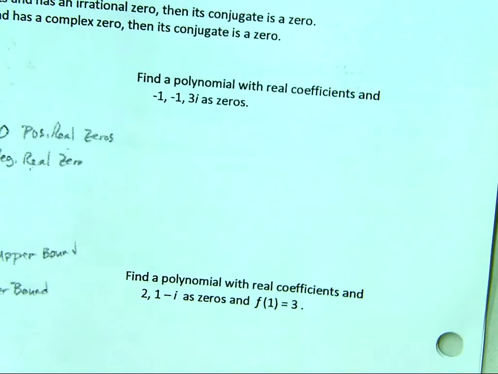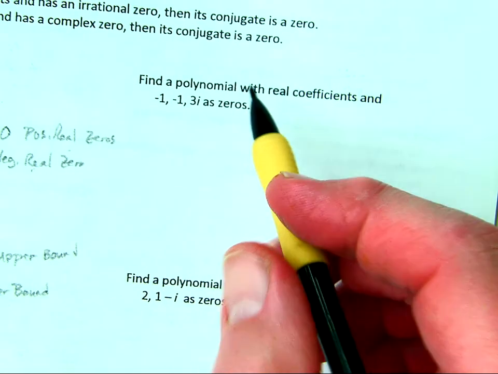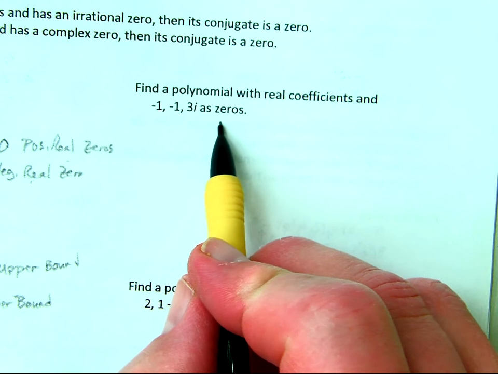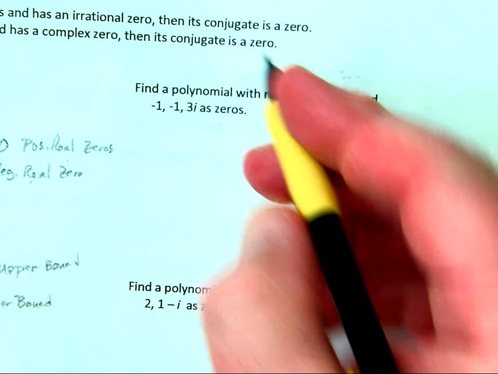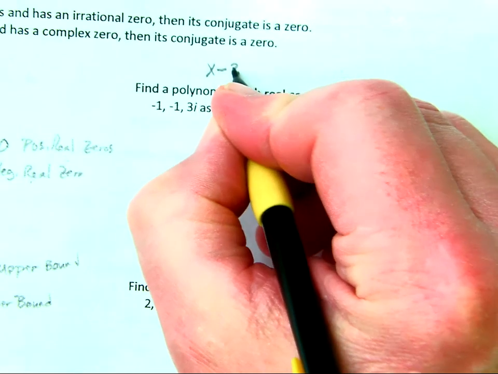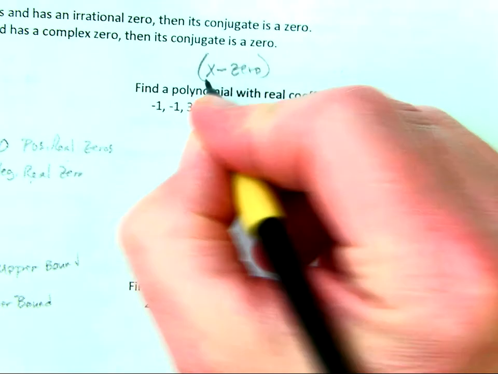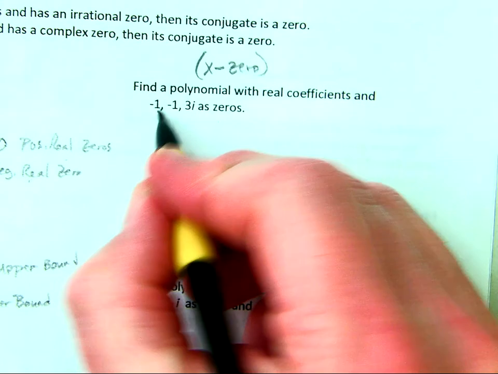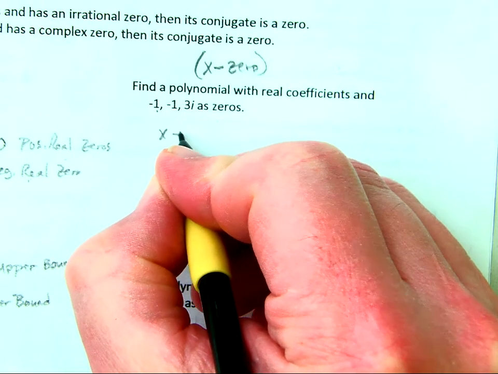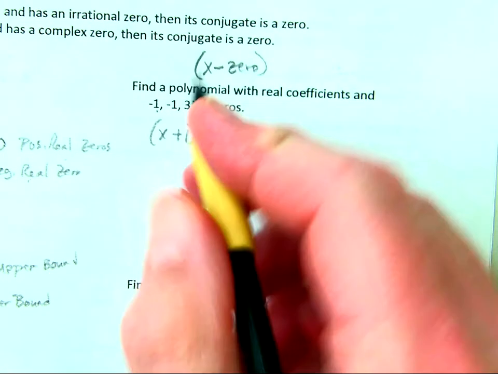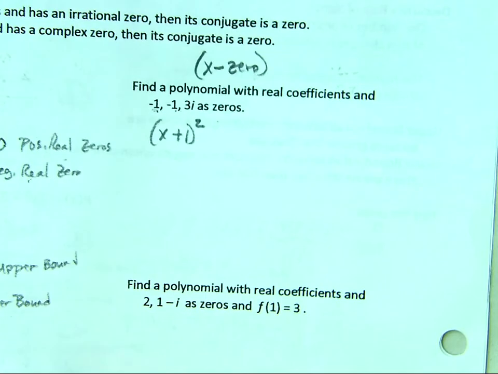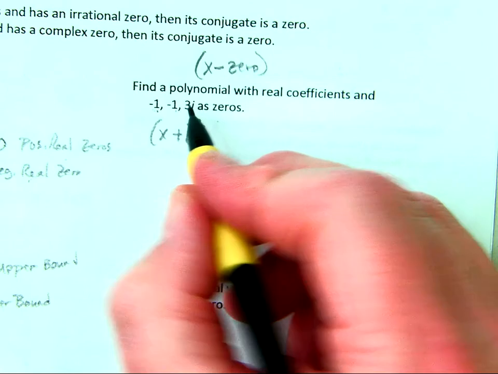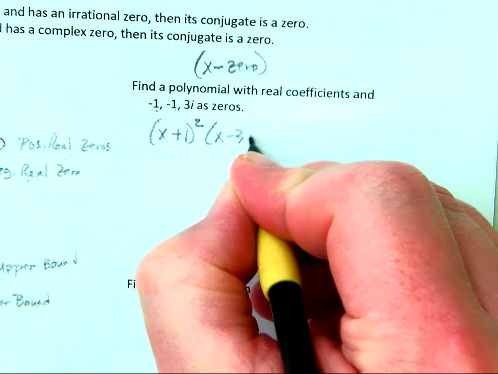This next part, for the most part, is the same. We did this too. It says, what if I gave you the zeros first and asked you to go backwards and find the polynomial? Well, you'd always take x minus the zero to find the factors. So here, x minus a negative 1, x minus a negative 1 is x plus 1. Notice it's a zero twice, so let's just square that. Then we have x, here we have a 3i, that's x minus 3i.